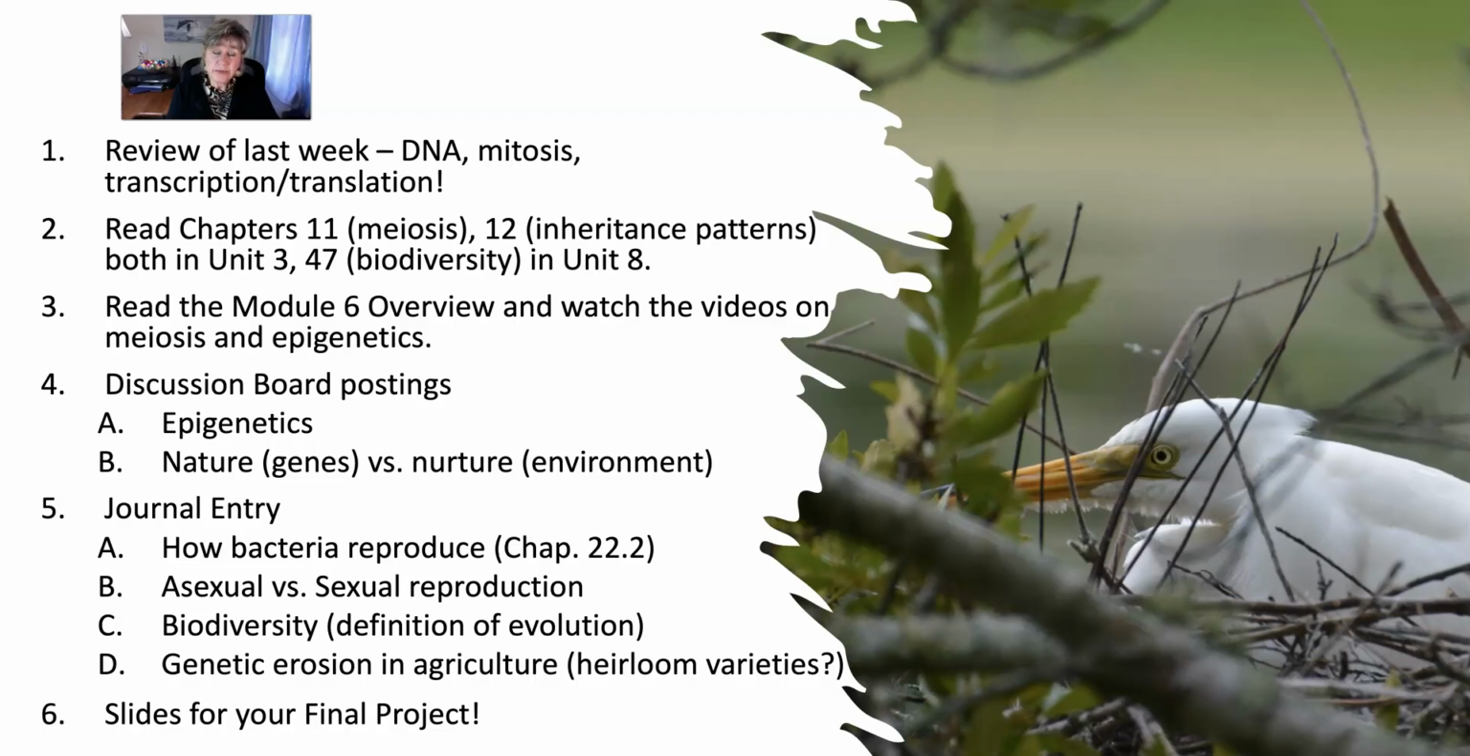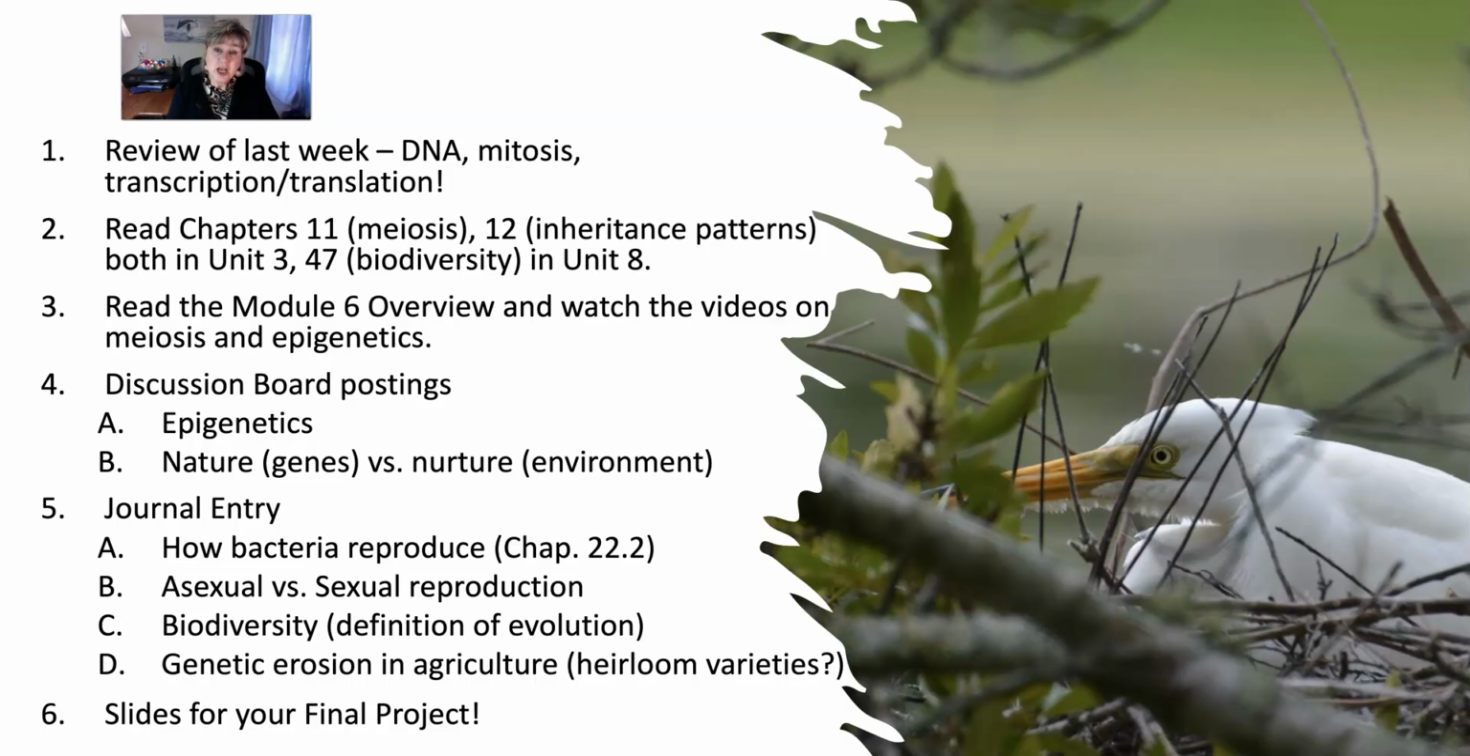But also there are three other processes. Conjugation, which is a transfer of plasmids, a little piece of DNA between cells. Transformation, where cells just pick up DNA from the environment. And transduction, where bacterial viruses, called bacteriophages, transfer DNA from one bacterium to another. So that is explained in Chapter 22, Section 2. So do take a look at that.